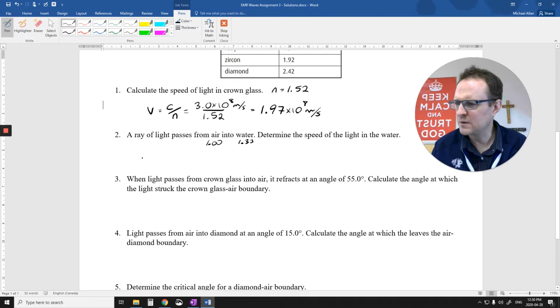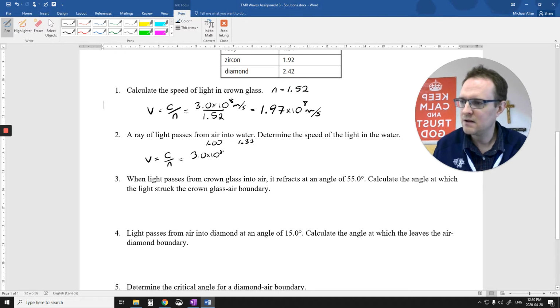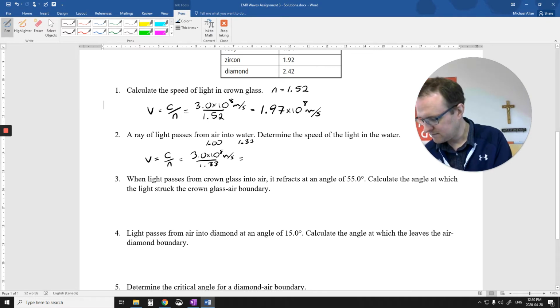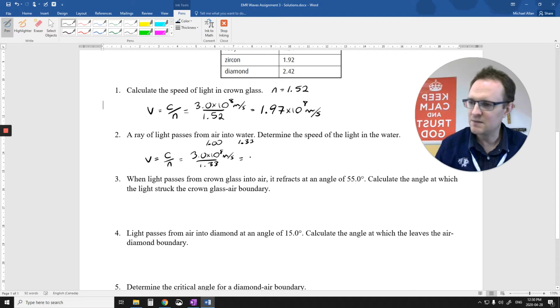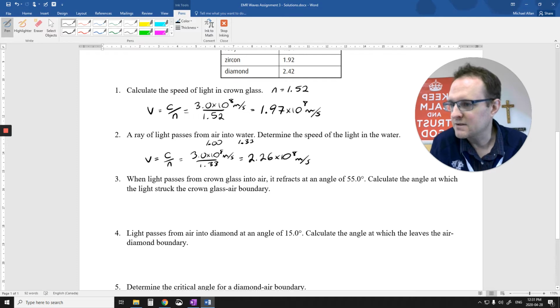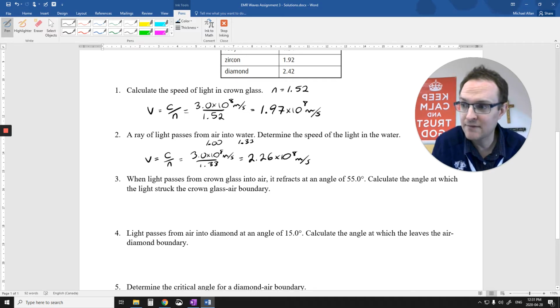Well, that's a kind of weird question because it really doesn't matter where the light came from. You're just going to be using this formula again. So 3 times 10 to the 8 meters per second is going to divide it by 1.33. And it just ends up being the same calculation, but it ends up being 2.26 times 10 to the 8 meters per second. Yeah, so it didn't really matter where the light came from.